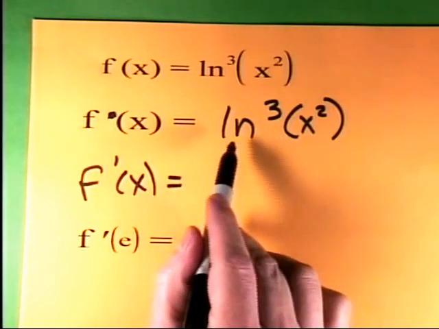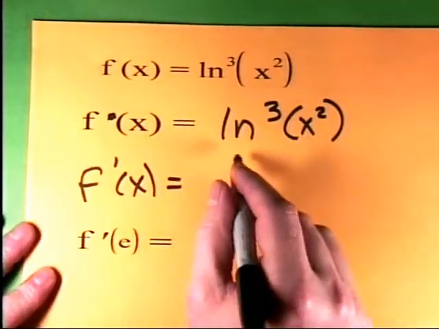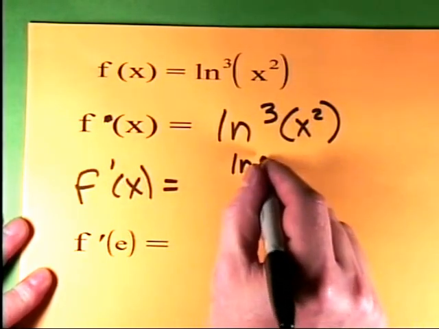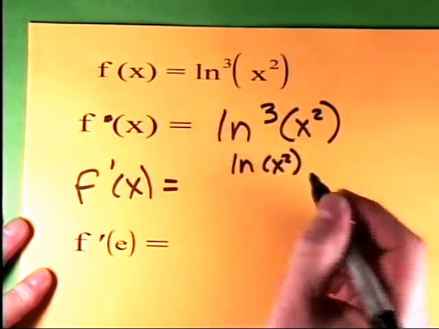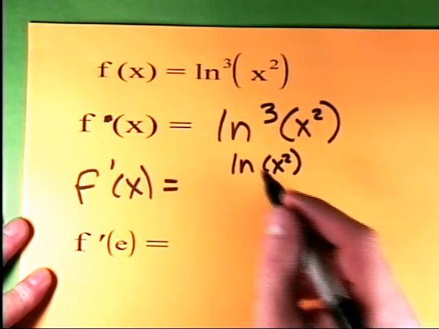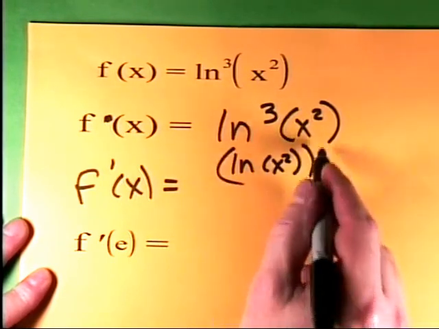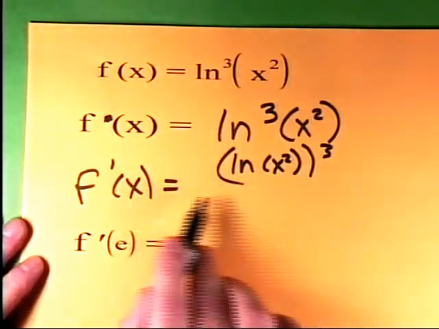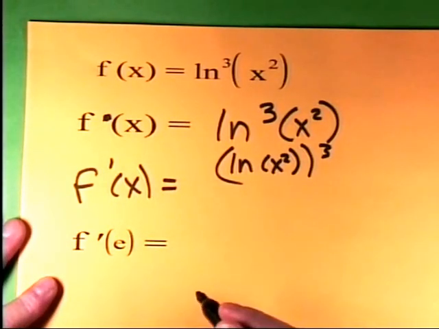Well, how would we want to rewrite f of x here? Natural log of x squared, natural log of x squared over that parentheses, and cube it. Yeah, cube the whole thing, right? Not just the x squared, you've got to cube the whole thing. If that's f of x, what would f prime of x then be?